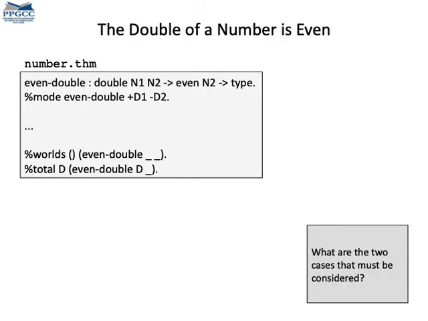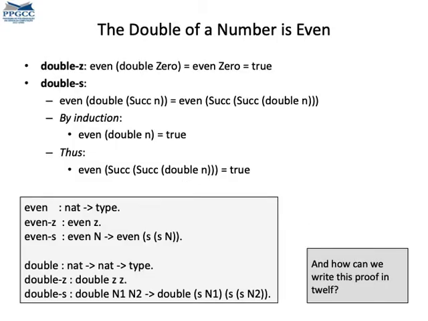Here's the declaration of the theorem. What are the two cases that we need to consider to prove this theorem? There are two ways to show that any2 is the double of any1. Either we use double Z or we use double S. At this point, would you like to stop the video and reason about the proof? I'm giving the paper style proof on the side.